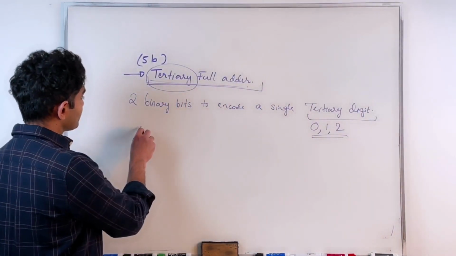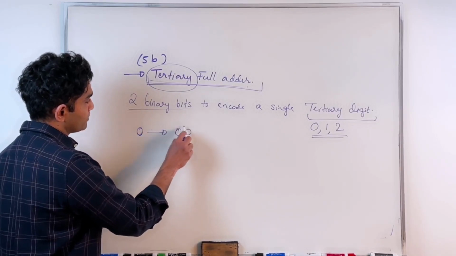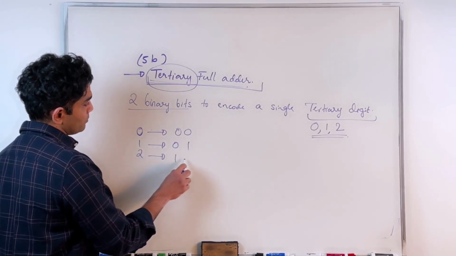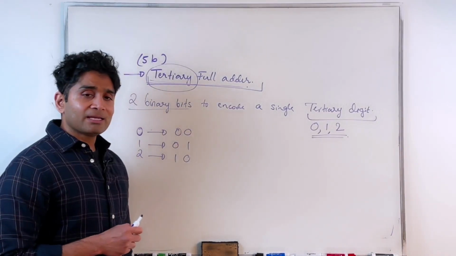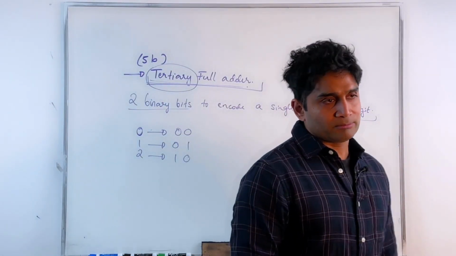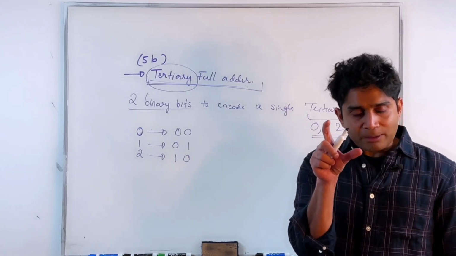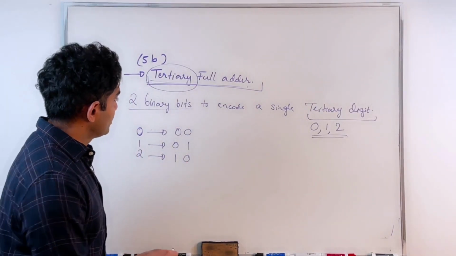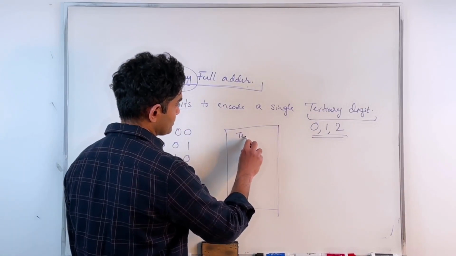Okay. So I need at least 2 binary bits to encode those digits. So 0 is encoded as 0, 0. 1 is encoded as 0, 1. 2 is encoded as 1, 0. Okay. All right. Now, if I want to make an n-digit tertiary adder, I need to make a full adder module, just like what we have done for the BCD adder. So again, the level 0 diagram for that would be the tertiary full adder.